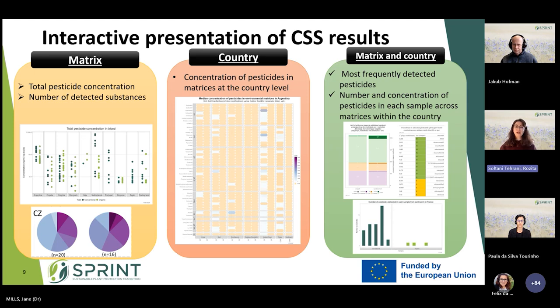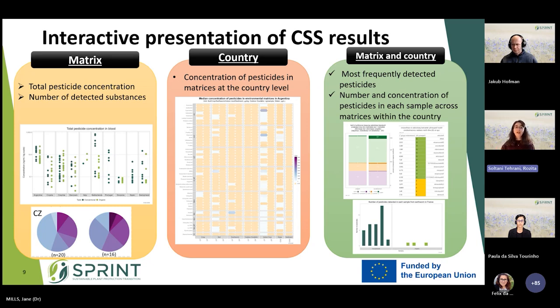This slide shows the summarized way of exploring the dataset. At the matrix level, users can access total pesticide concentrations, number of detected substances, and most frequently detected pesticides. At the country level, users have access to heat maps. These heat maps provide an overview of detected compounds across different compartments within each matrix. By clicking on a specific compartment in the heat maps, users can further explore the number of detected substances, concentration levels, and sample level information within the country. So the tool allows users to move smoothly from a broad overview down to detailed information.